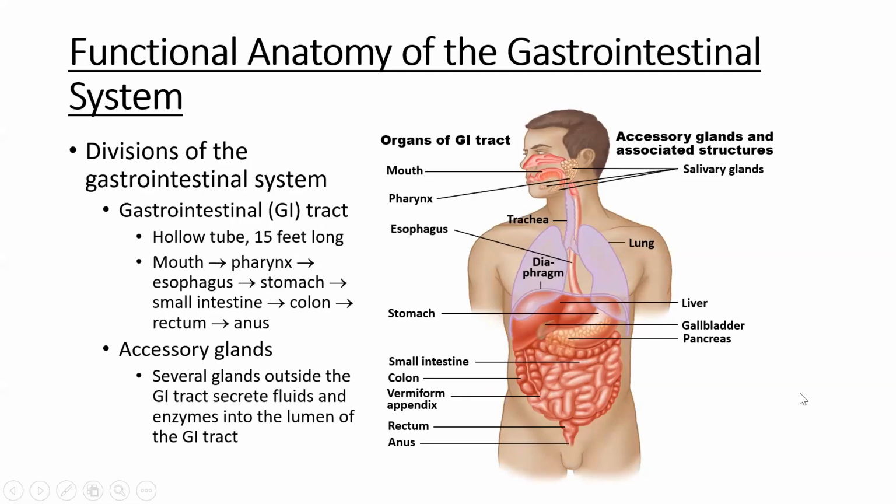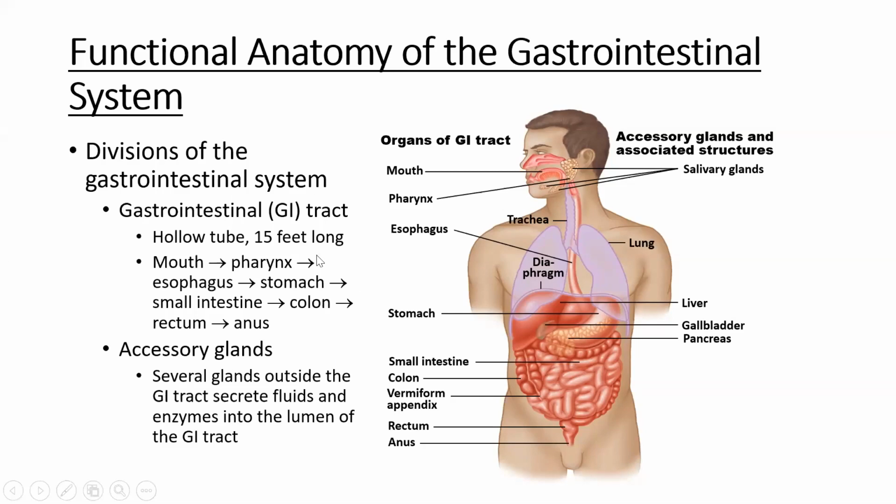Let's talk about the structure of the GI tract. So it's a hollow tube, about 15 feet long. It goes from the mouth to the pharynx, to the esophagus, to the stomach, then the small intestines, then the large intestines or the colon, finally the rectum, which leads to the anus. So from the mouth to the anus, we've got this continuous hollow tube where food is passing, being absorbed, digested, and motility and secretion are helping with that process.